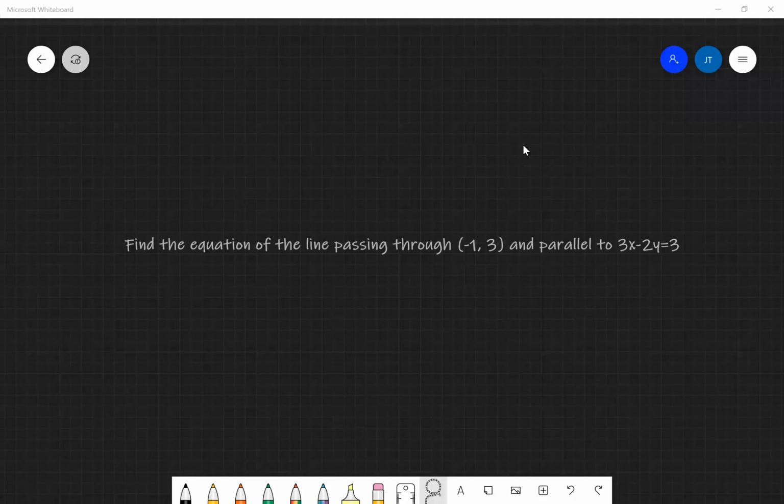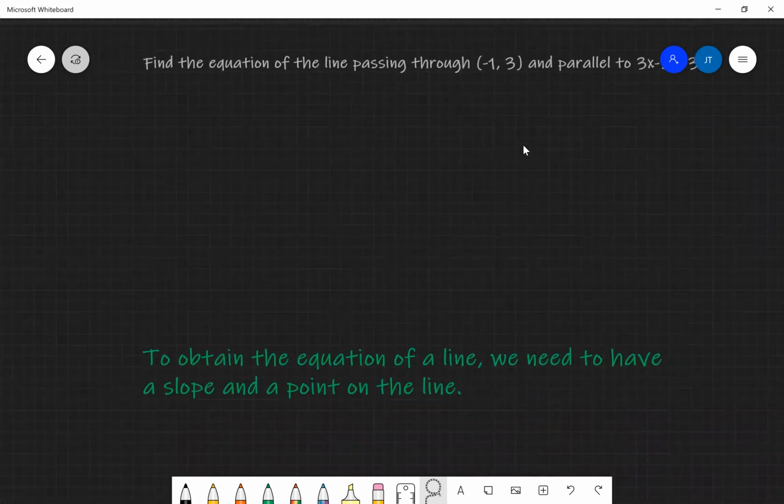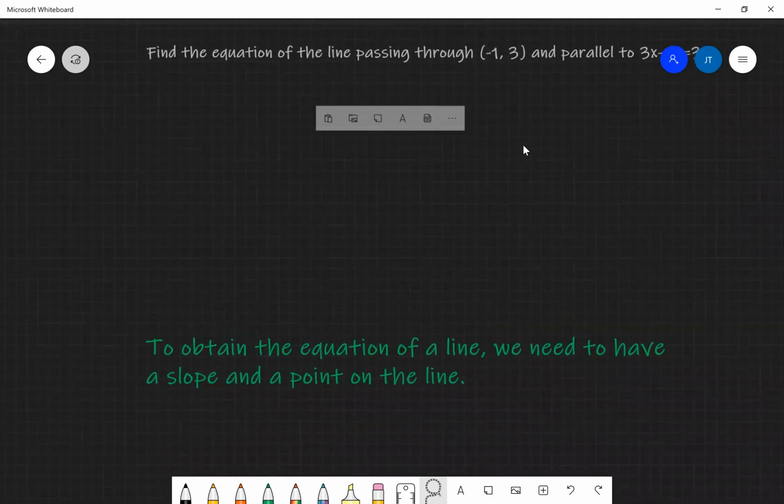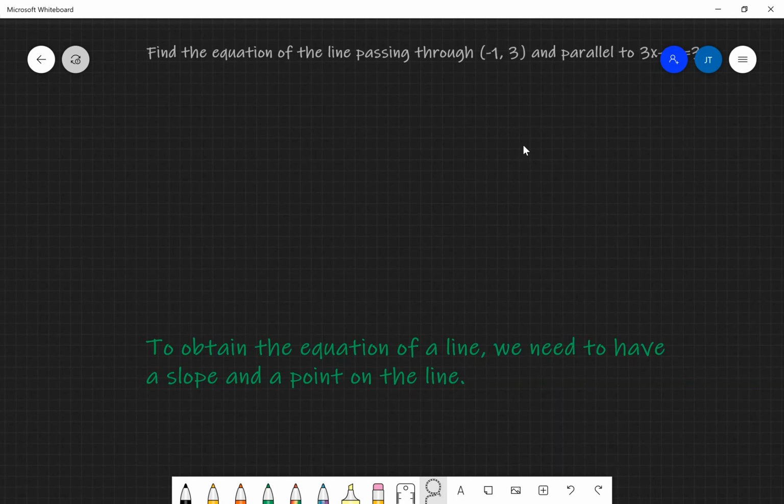Okay, in this video, we're going to compute the equation of the line passing through the point (-1, 3) and parallel to 3x - 2y = 3. First we need to recall that to obtain the equation of a line, all we need is a slope and a point that the line goes through. Then we can use one of several techniques to get the equation of the line.